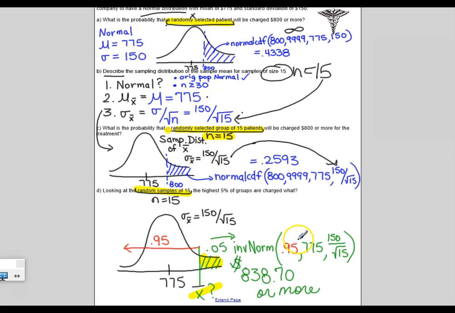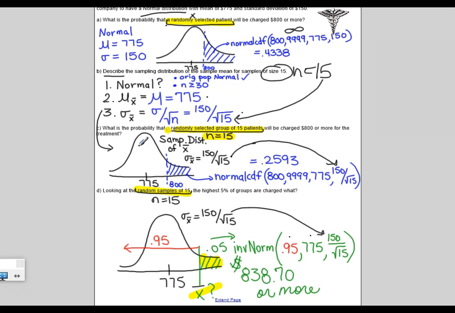So we would use the inverse norm like we have before. The area to the left is 0.95. The mean of the sampling distribution is 775, and the standard deviation is the 150 over the square root of 15. For that one, we get the highest 5% of groups would be charged $838.70 or more.